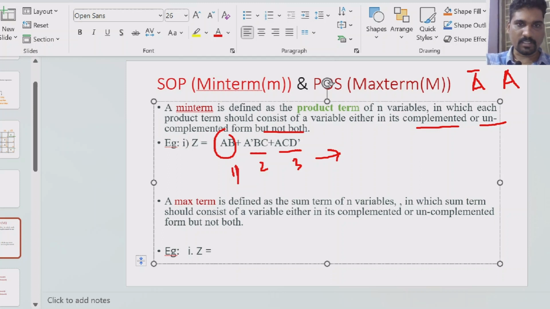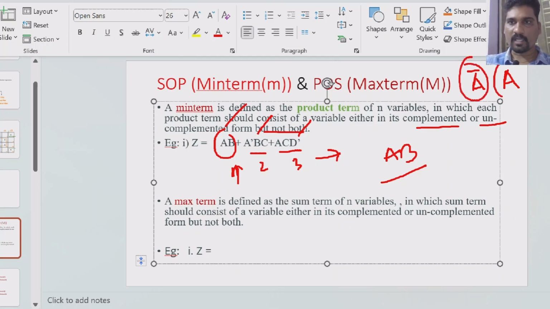Suppose the first product term is AB. If you take any product term, either AB, A bar BC or ACD bar, that product term should consist of each variable either in complemented form or uncomplemented form, but not both. Not both means A bar should not be there along with A.